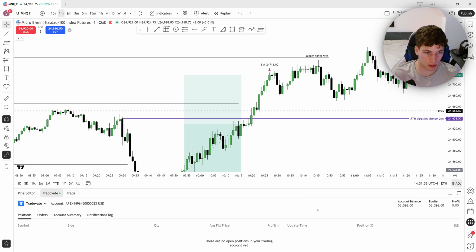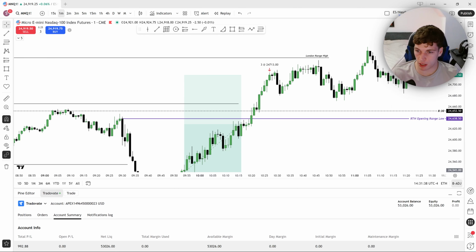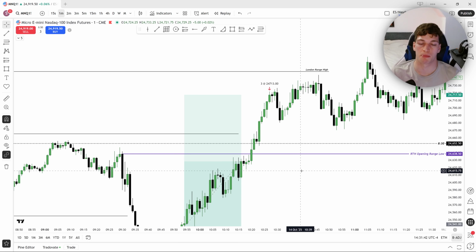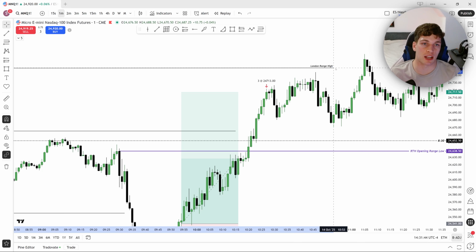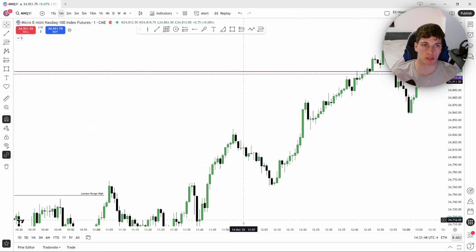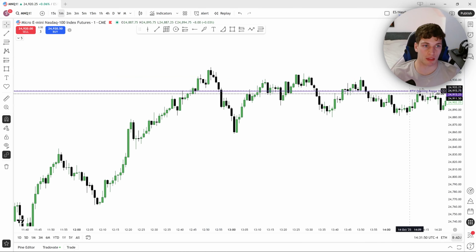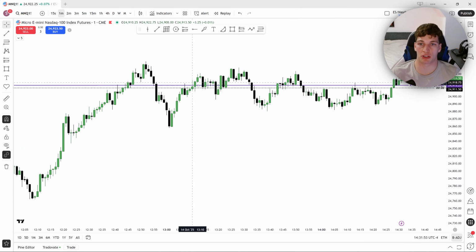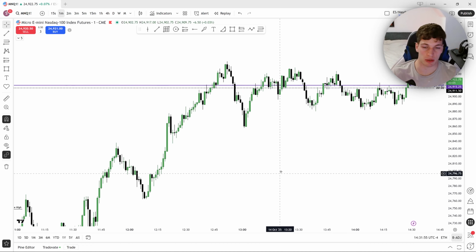So you can see how much I made today. 992, and that put me over the balance of 53,000, which is enough to pass the account. And then obviously you had the London range high there, which was another draw on liquidity, as well as the rest of the gap which got filled. And then the midnight opening price, which is where price is stagnated now, which is exactly what you'd expect.